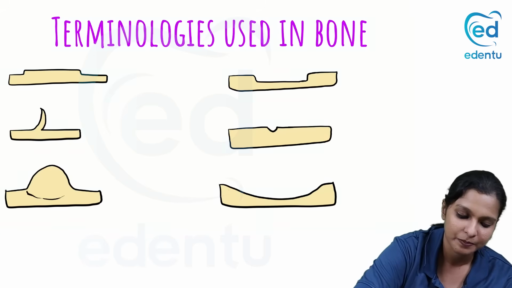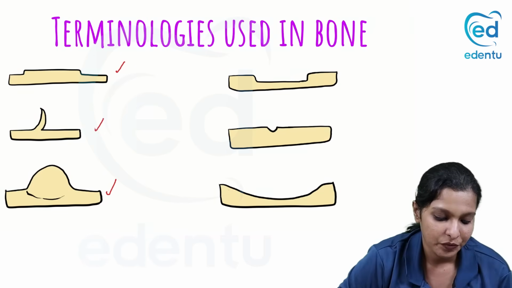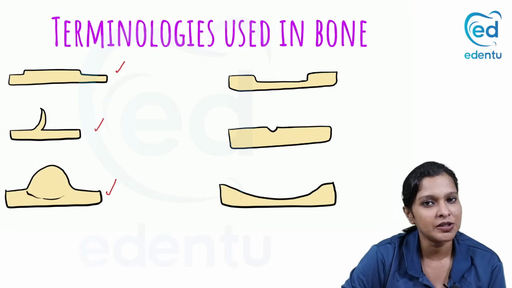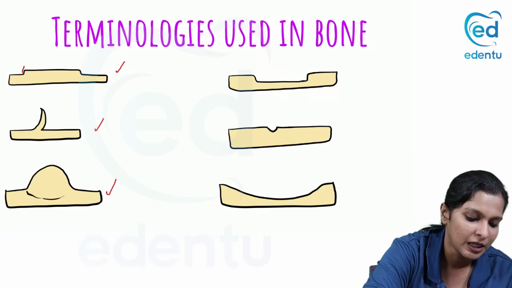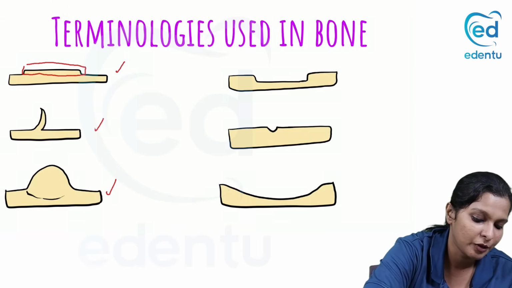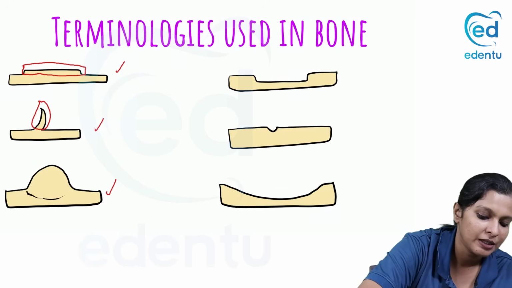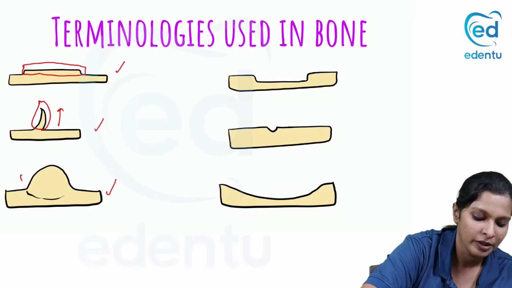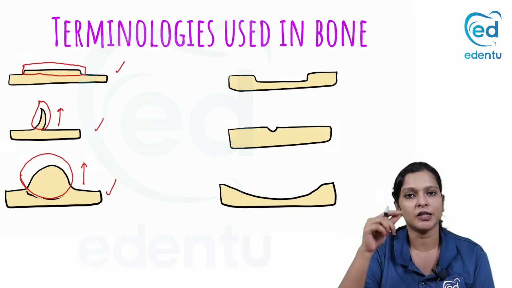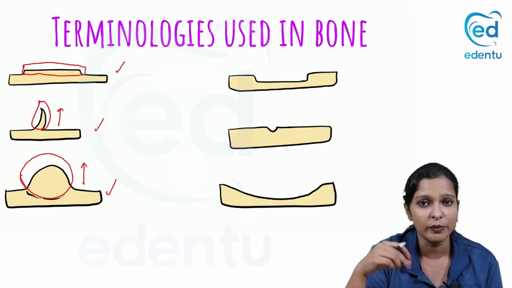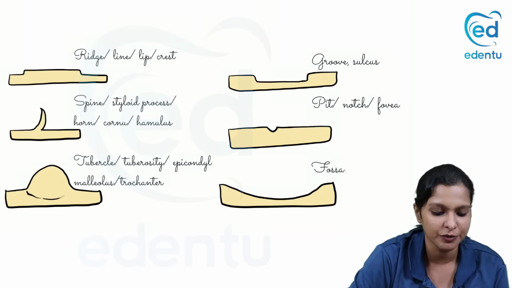So first, these three are all elevations from the bone. That is, something projects out of the bone. Here in the first one, a linear, line-like projection out of the bone. In the second one, it is just a sharp projection out of the bone. Here it is a rounded bulge projection out of the bone. The first one is linear, long enough. The second one is sharp, and the third one is rounded and bulged. So what is the terminology for these three?